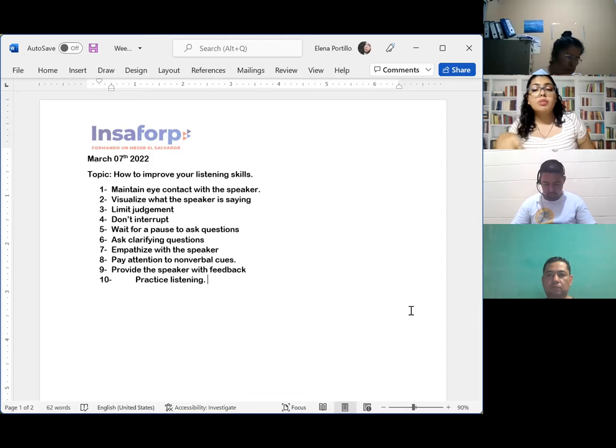So, in the number one, maintain eye contact with the speaker. It is very important that we can pay attention to that person. Maybe it's very hard because we are interested in something else, but we need to try to give the most attention that we can to that person.